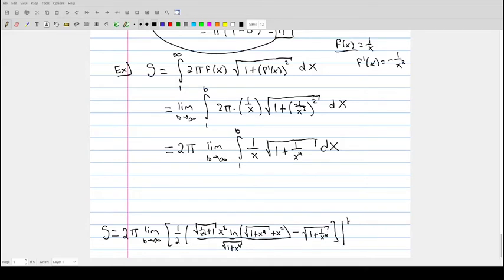Evaluated from 1 to b, and then you'll have to plug in b and 1 using the fundamental theorem of calculus, and then get the value of this limit as b goes to infinity. Now, doing this is relatively long. This antiderivative calculation ends up being super long, but it turns out that when you take that limit, this goes to positive infinity, which means that this improper integral right here diverges.